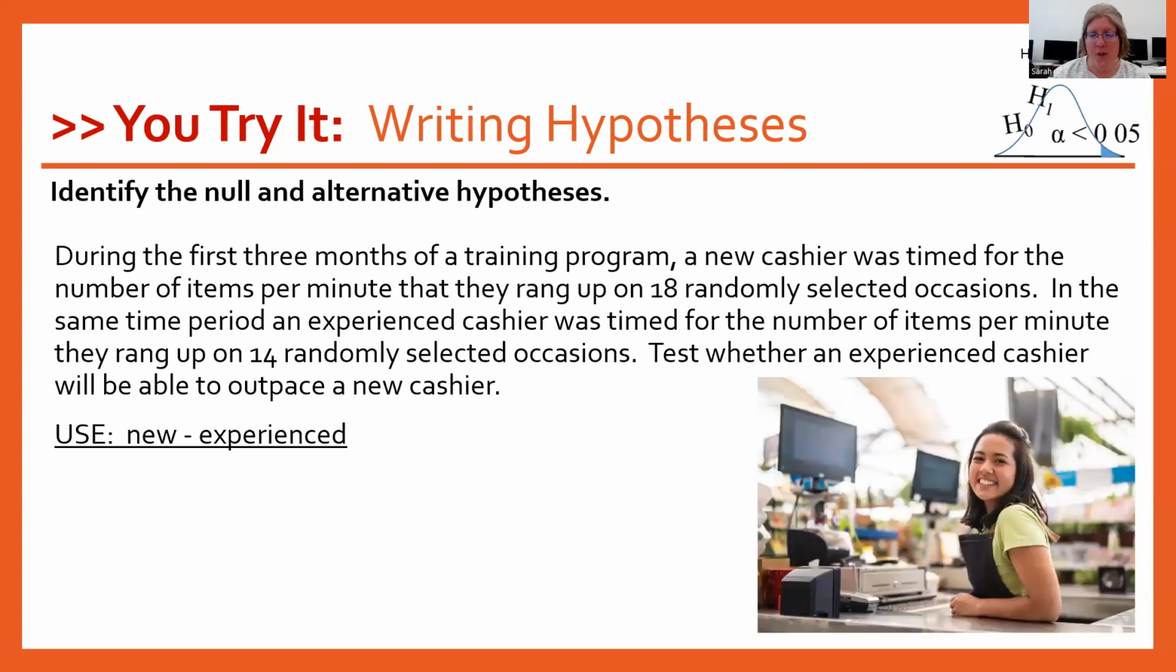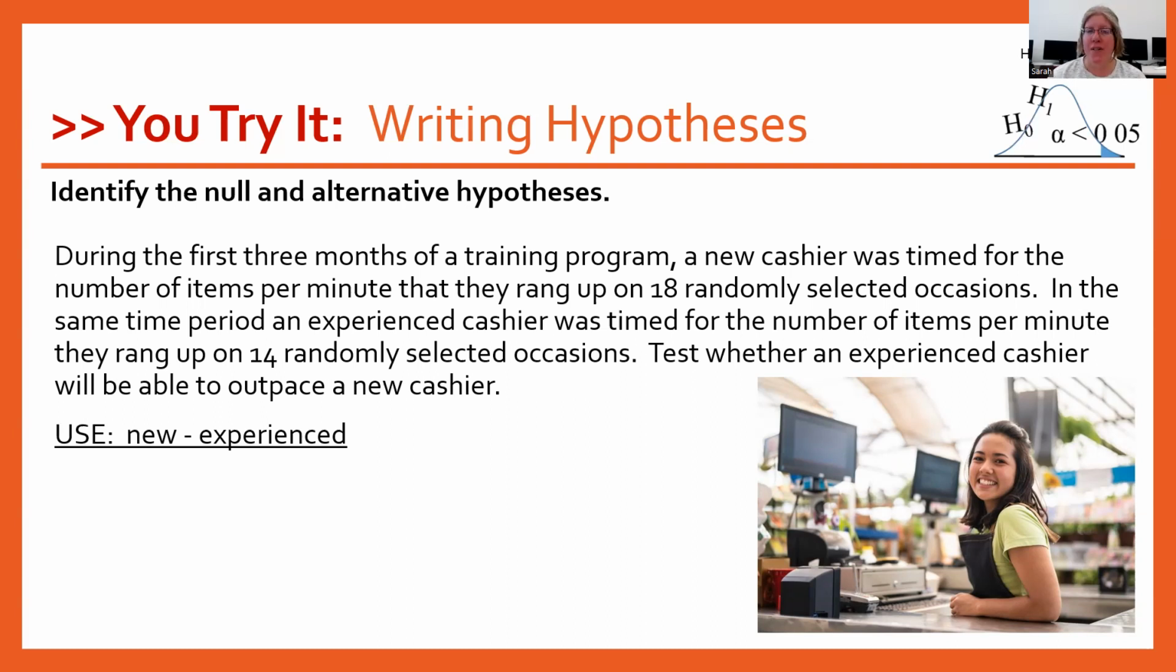During the first 3 months of a training program, a new cashier was timed for the number of items per minute that they rang up on 18 randomly selected occasions. In the same time period, an experienced cashier was timed for the number of items per minute that they rang up on 14 randomly selected occasions. We want to test whether an experienced cashier will be able to outpace a new cashier. All right, so one thing to note here is that there's 2 different sample sizes. The new person is 18 data points. The experienced person has 14 data points.